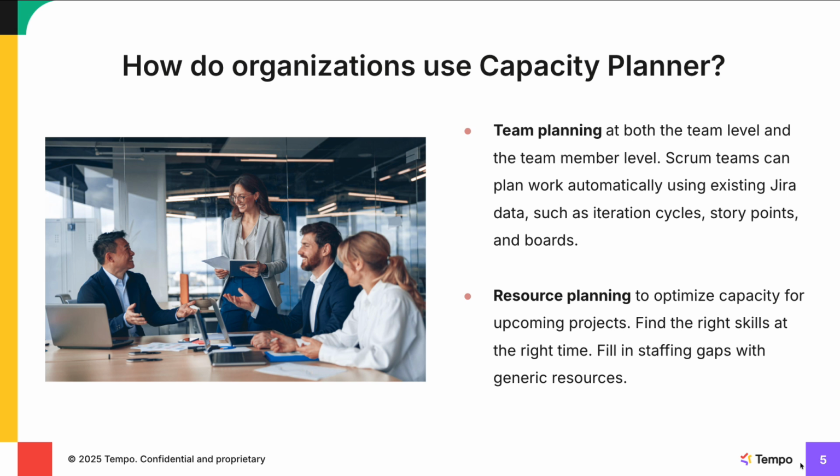Capacity Planner provides tools for team planning at both the team level and the team member level. Scrum teams can plan work automatically using existing Jira data such as iteration cycles, story points, and boards. Resource and project planning is the other common workflow, and that's what we'll be focusing on in this webinar.